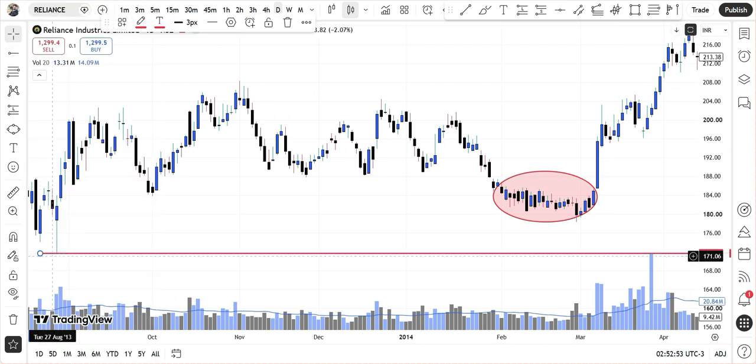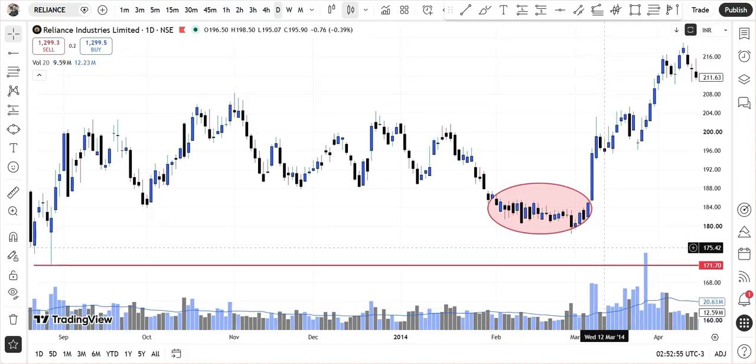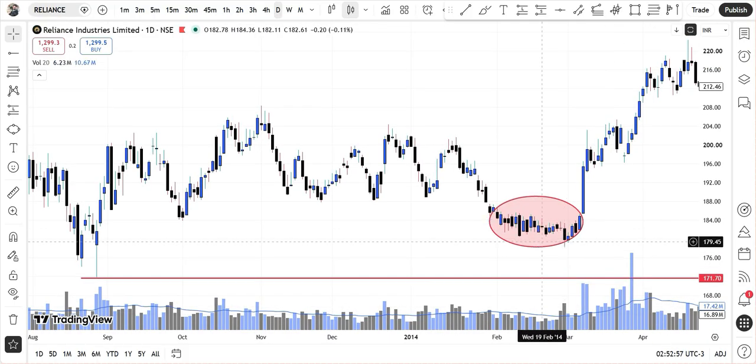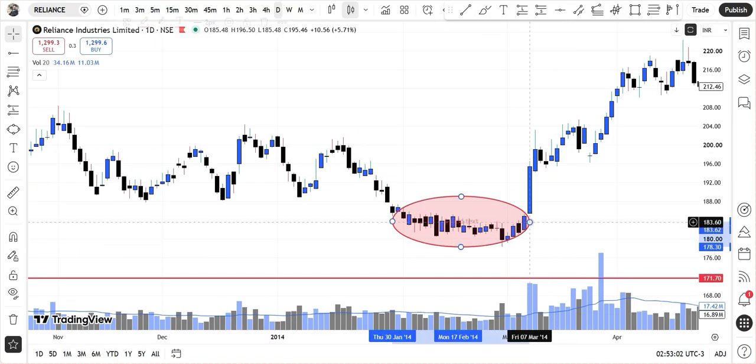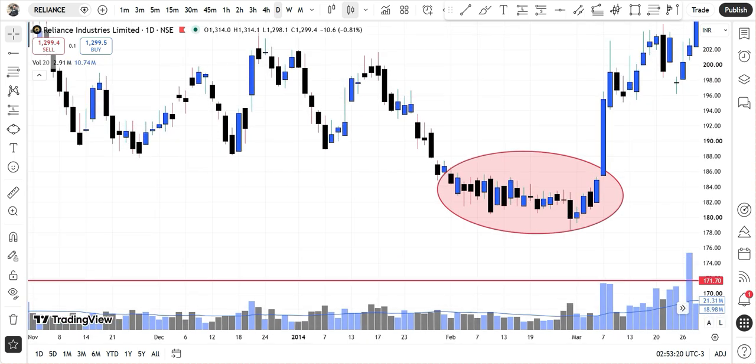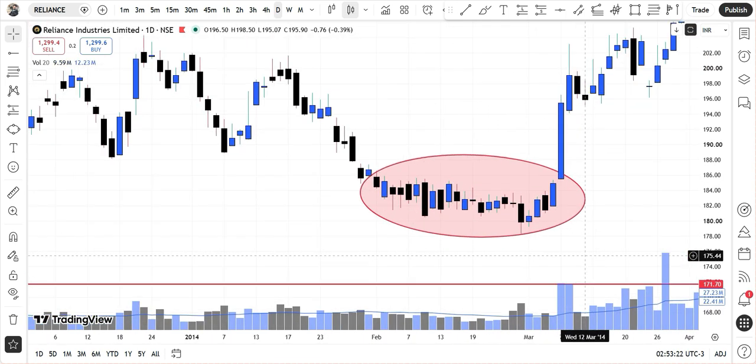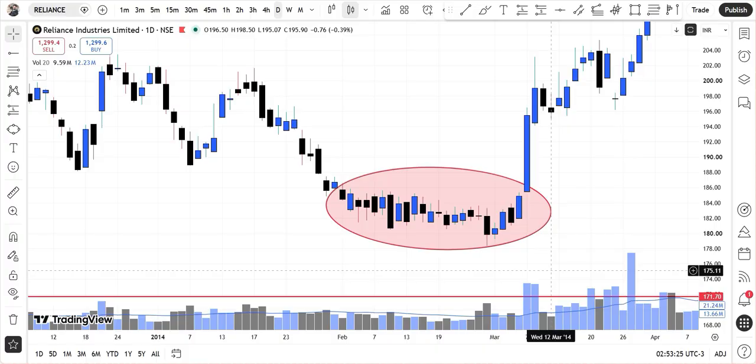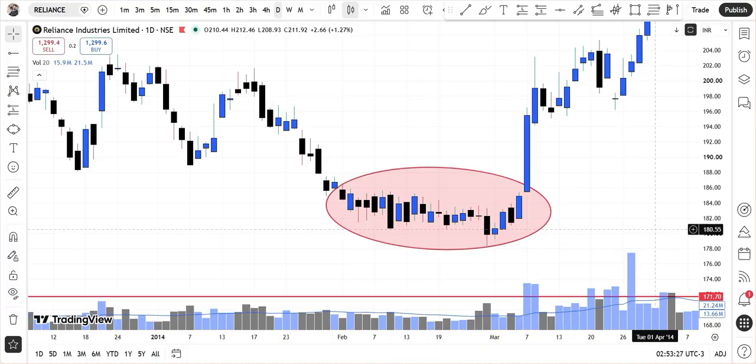Number three, multiple neutral or small candles. Inside this range, you'll often see several small or neutral candles. This shows that the aggressive selling that created the previous downtrend is losing strength. Number four, no major follow through on the downside. This is extremely important. Sellers may attempt to push price lower, but price doesn't continue falling aggressively. The market keeps returning to the same range. This can be a sign that supply is being absorbed.